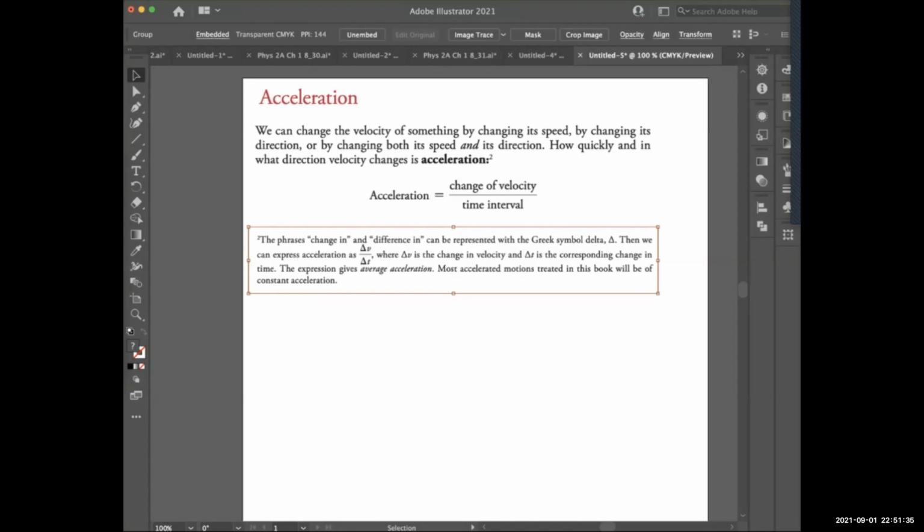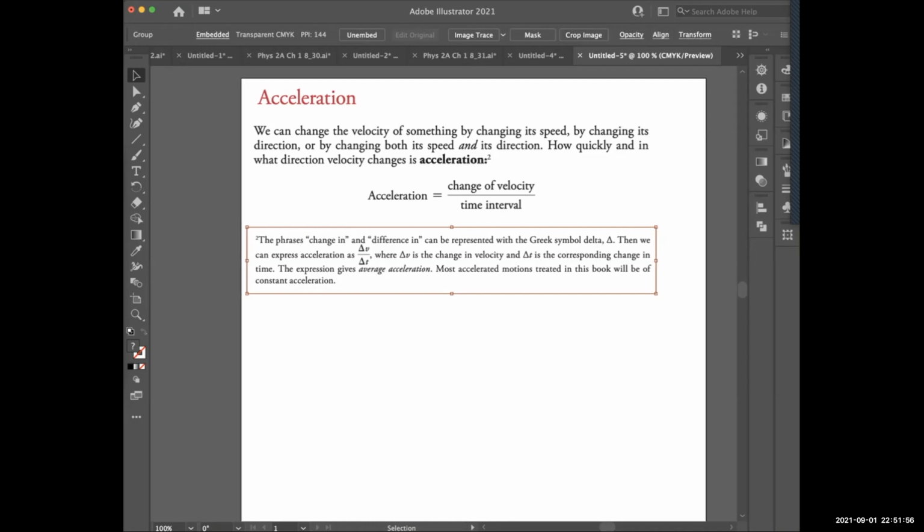Now, remember how I said that velocity has to be a vector? So you may have to do a triangle geometry here. And if we were doing a more mathematical class, I would have you do more geometry. But we'll go ahead and keep it mostly straightforward now. Most accelerated motions in this book will be of constant acceleration, like objects falling, having the gas pedal at a constant rate, and things like that.